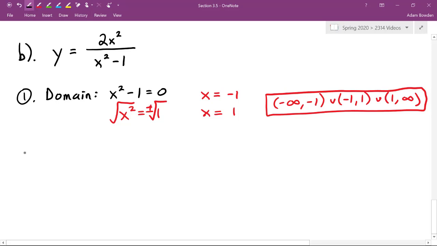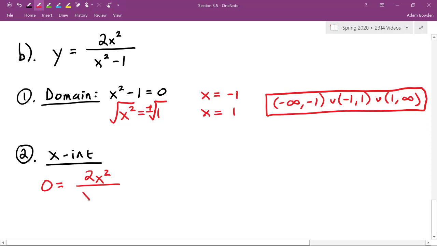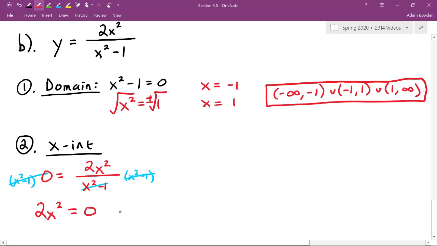Okay, let's go ahead and find the x and y intercepts. So like we did before, to find the x-intercept, we'll set y equal to 0. Okay, we have to solve for x. Now technically that denominator is just going to cancel out if we multiply both sides by the denominator. It's just going to go away. So really we'll just have 2x squared is equal to 0, which tells us x is equal to 0. So that's again now our x-intercept.